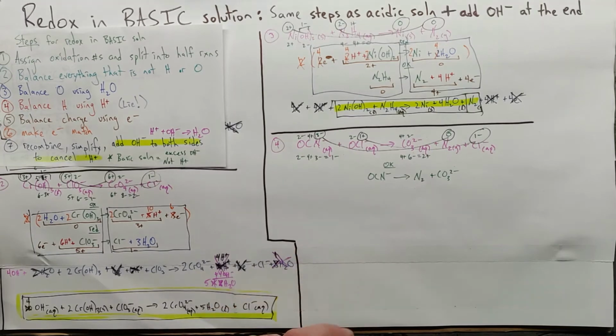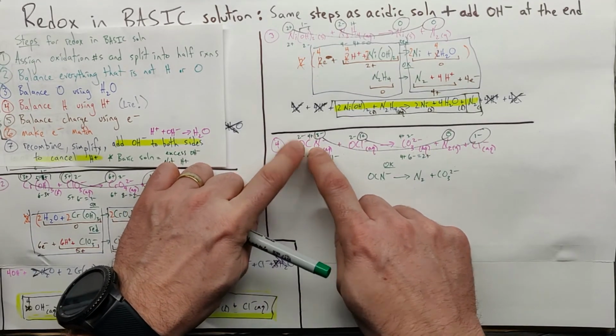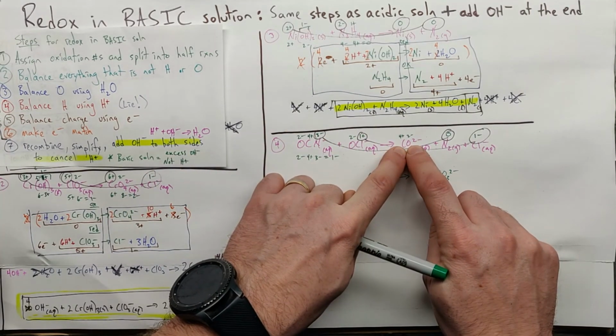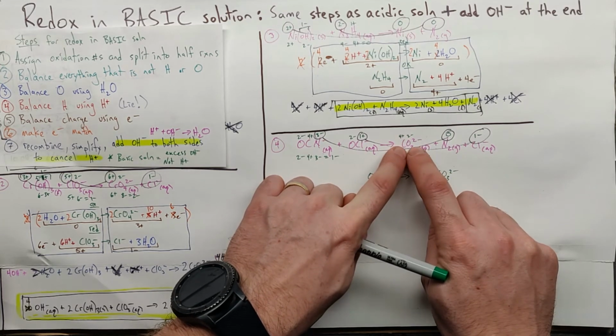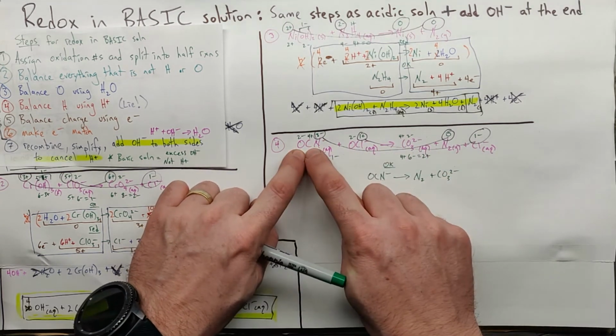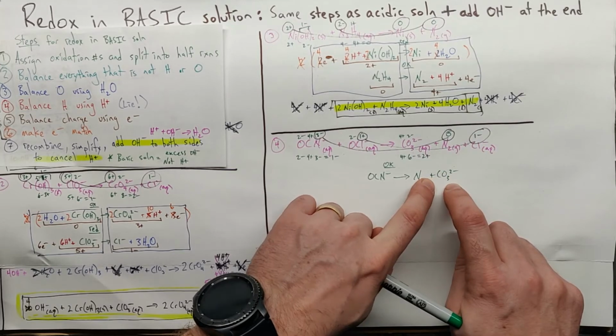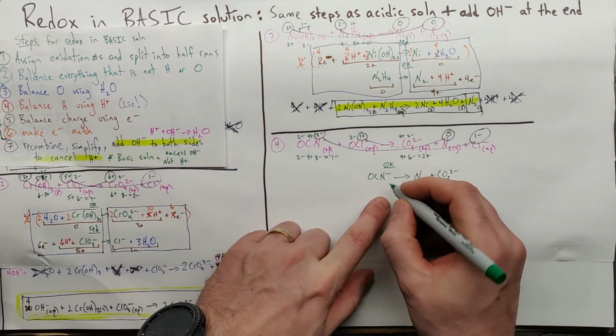All right? So once again, OCN-, we've got this C on the other side that didn't seem to come from anywhere. The only place it could have come from is from our OCN-, so we're going to have to include that right there. I don't think that's super obvious, so it's something to watch for.